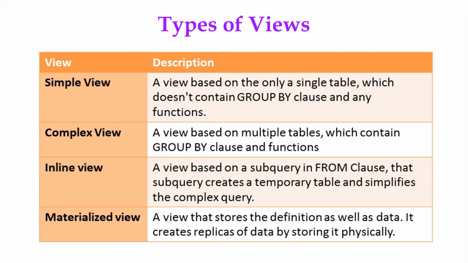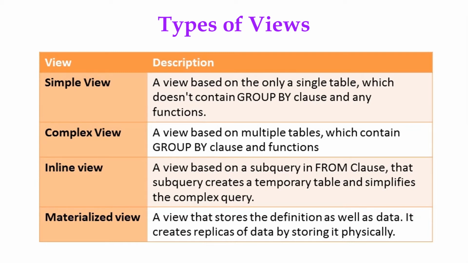In a complex view, we apply a group by function or some other aggregate function to one of the attributes, and then we check those attributes against a certain condition and display them. Such kinds of views are called complex views. Inline view: in the previous class we studied nested subqueries, right? From the subquery we create a view instead of the actual query, a view based on the subquery in the from clause. That subquery creates a temporary table and simplifies the complex query. This kind of view is called an inline view.